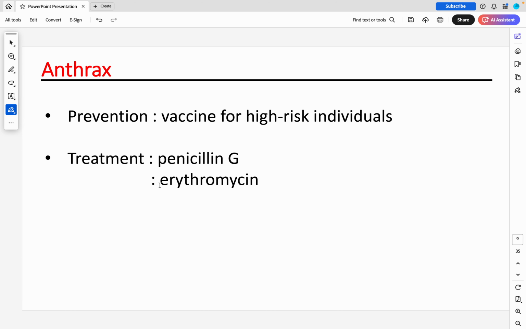Anthrax is actually preventable. There is a vaccine available, especially advisable for high risk individuals, those with frequent contact with the environment, those who work with soil, who might get the spores of the bacteria, or the bacterium itself, as part of their occupation. So those with occupational hazards. The treatment for this pathogen is penicillin G and erythromycin.